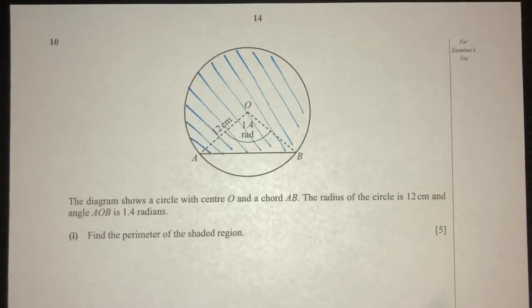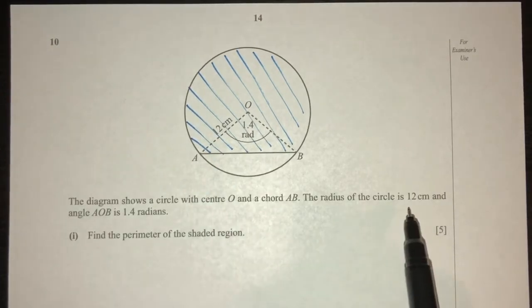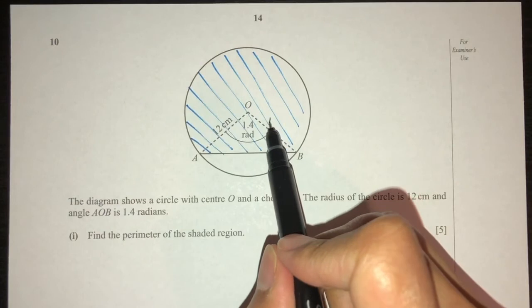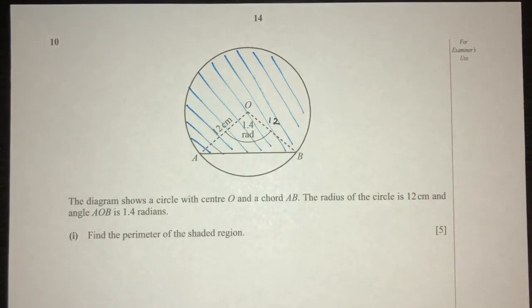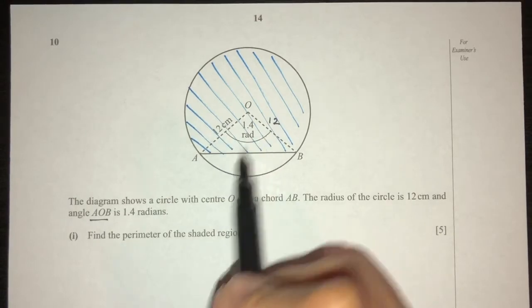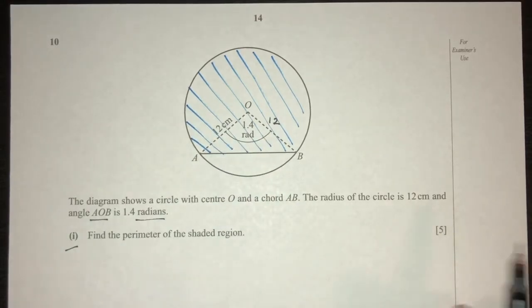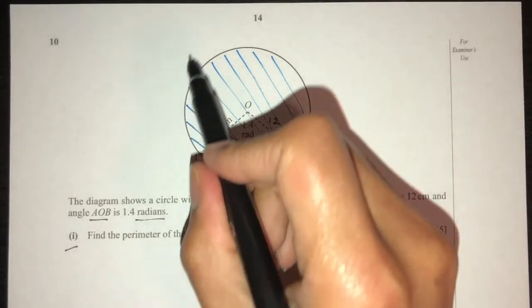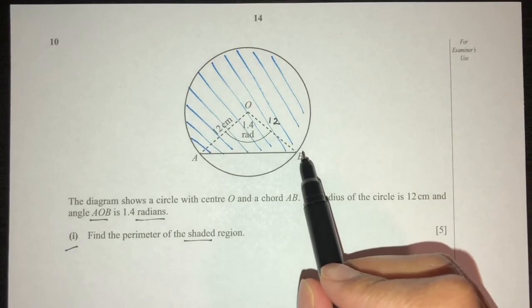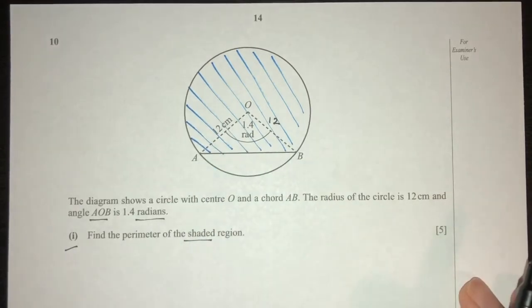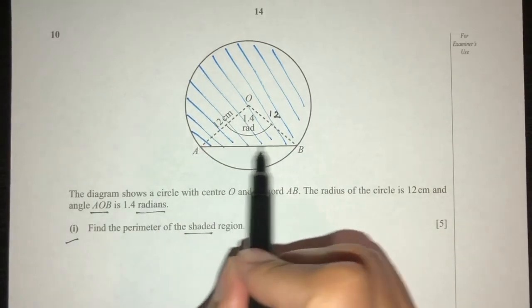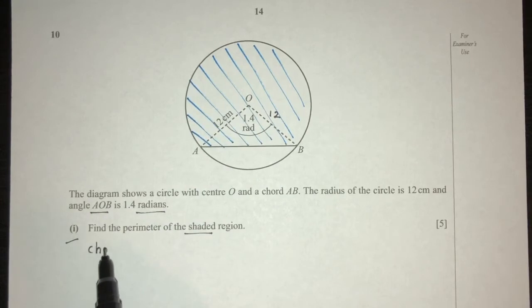The diagram shows a circle with center O and a chord AB, as you can see here, and the radius is 12. This is 12, this also has to be 12. Now, the angle AOB is 1.4 radians. Part 1 is to find the perimeter of the shaded region. So we have to find this length and this length. Pretty easy. First let's find this length, which is chord AB.